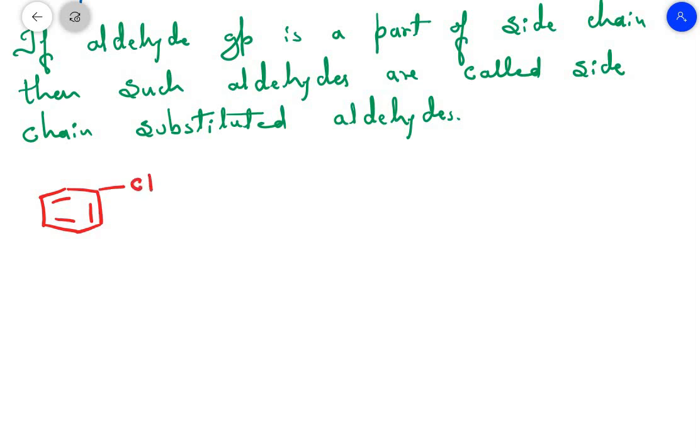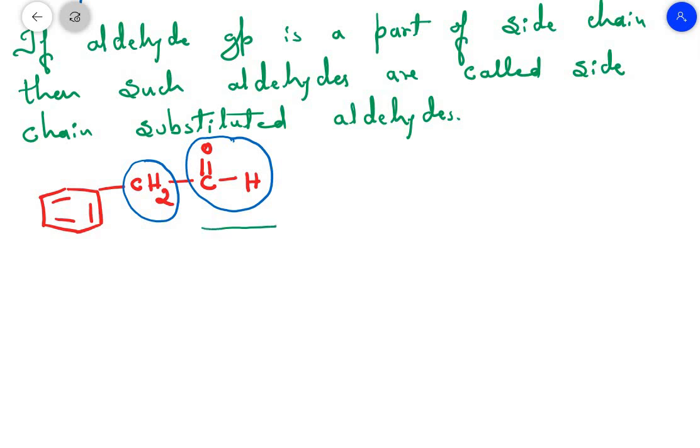Benzene ring, CH2, then we have the functional group C double bond OH. I have told you students that this is the aldehydic functional group, but it is a part of a side chain. So here we have one alkyl group. Therefore it is called side chain substituted aldehydes. And if you see the numbering of this compound, the aldehyde, that is CHO, is here. So this carbon is number 1 and this carbon is number 2. Therefore we can write the name as 2-phenyl ethanal.